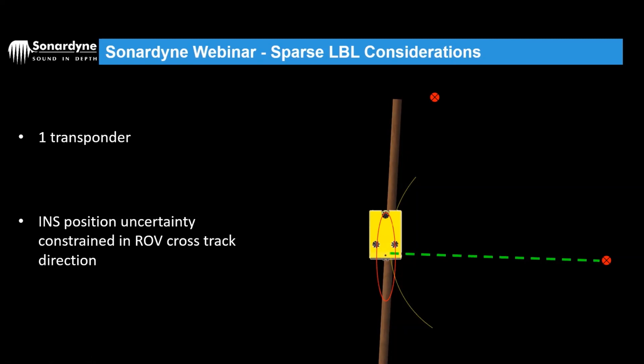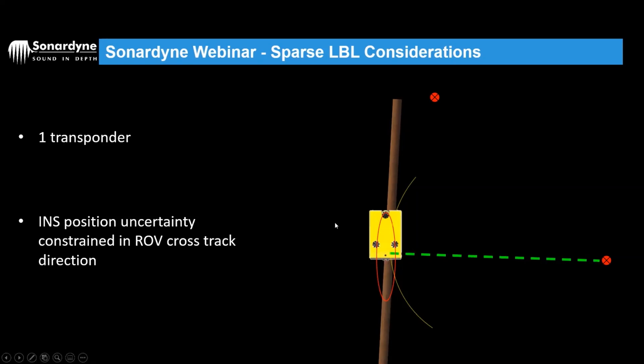Okay, and the forward aft direction is also being assisted slightly by the direction of travel of the vehicle. Okay, so the Doppler observations, the DVL observations are in the forward aft direction. The INS movements are in the forward aft direction. So that is helping to constrain this error ellipse slightly in the forward aft direction as well.